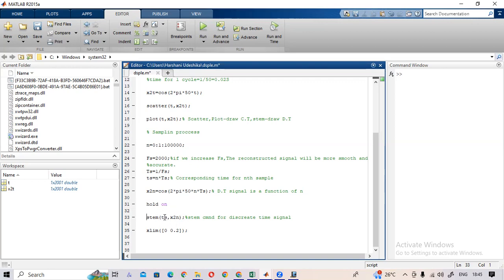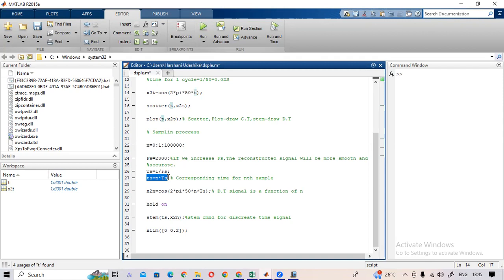When you draw the discrete time signal, we normally draw it with respect to n, the sample number: zeroth sample number, first sample number, second sample number. But now you are going to draw this signal with respect to time. This time is in seconds, and this n is some integer number. So we have a mapping there.